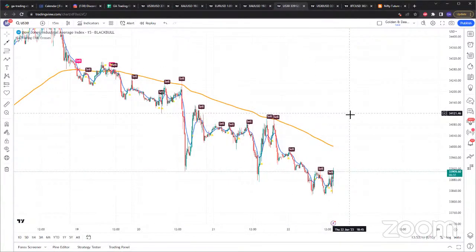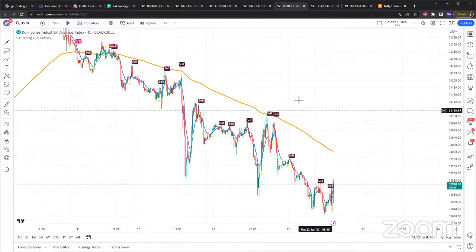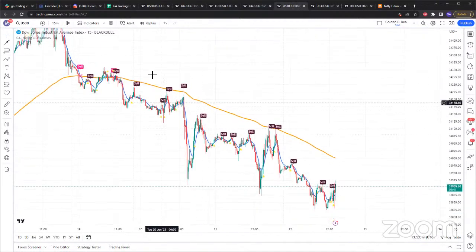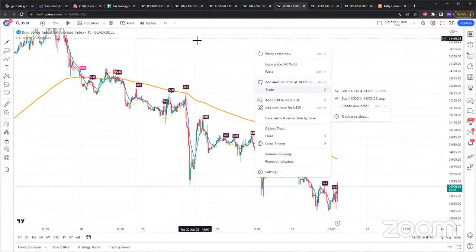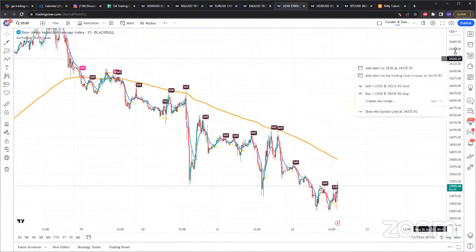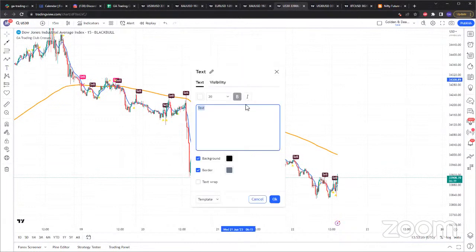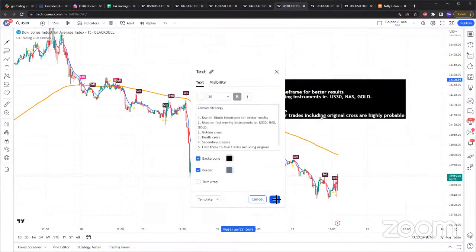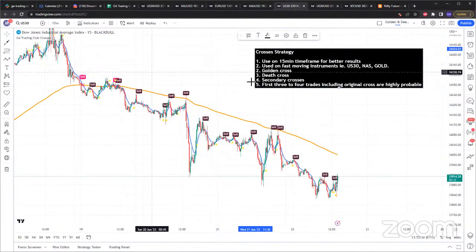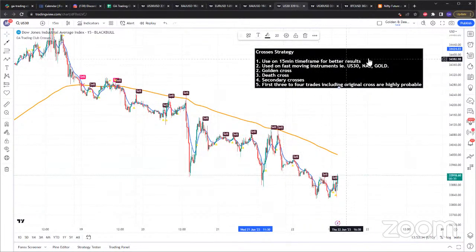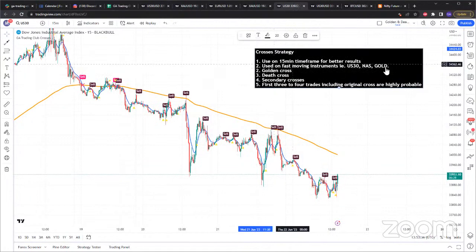So guess what I'm looking at? I told you guys, if you're gonna take trades based off of this indicator, these are the requirements for it. In order to have a better or highly probable win, use the crosses indicator on the 15-minute time frame for better results.